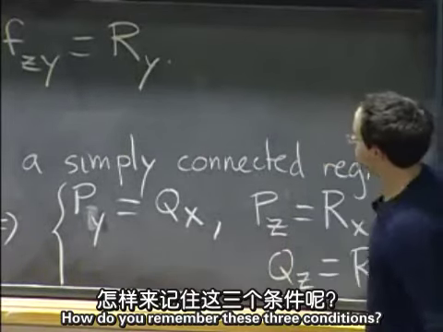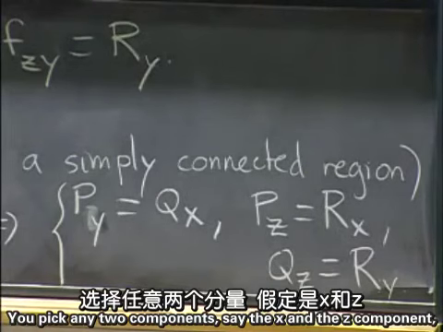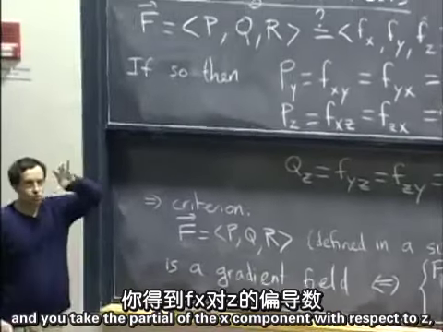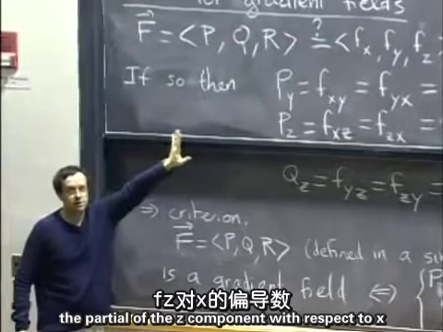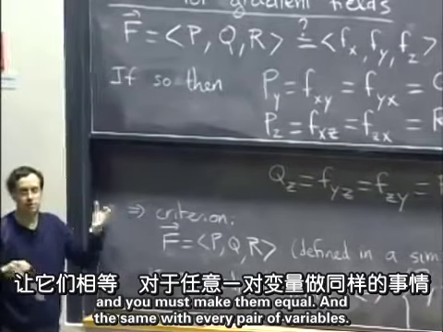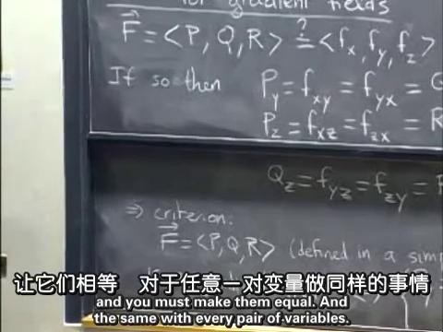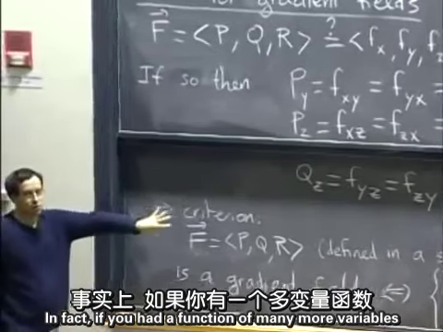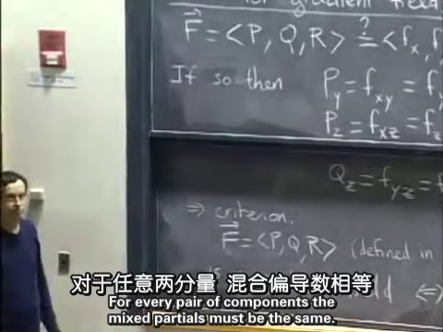So now, how do you remember these three conditions? Well, it's pretty easy. You pick any two components, say the x and the z component, and you take the partial of the x component with respect to z, the partial of the z component with respect to x, and you must make them equal. And same with every pair of variables. In fact, if you had a function of many more variables, the criterion would still look exactly like that. For every pair of components, the mixed partials must be the same.